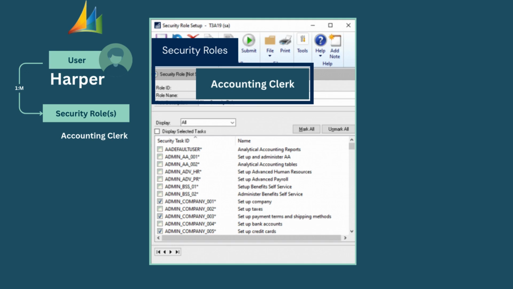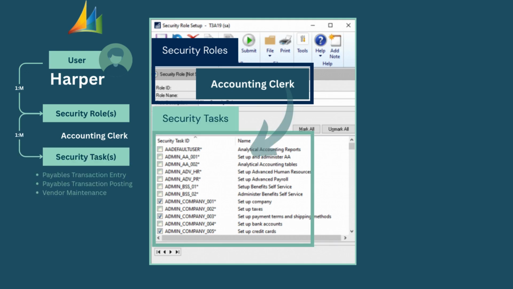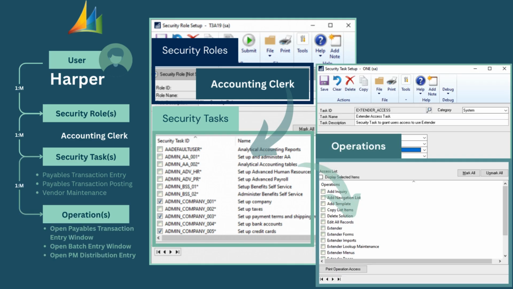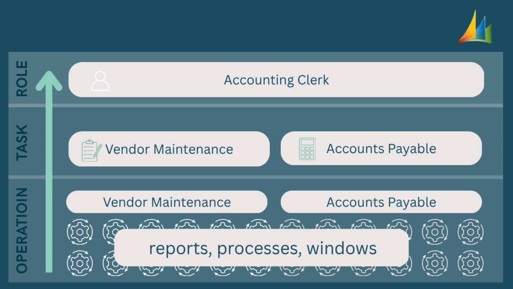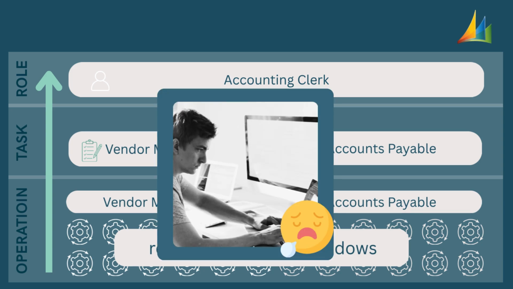Now that Harper's role is assigned, we can see which tasks make up that role. For example, payables transaction entry or payables transaction posting. And then within each one of those tasks are more granular operations. For example, open payables transaction entry window, open batch entry window. So you can see in GP, permissions are a collection of reports, processes, and windows that are rolled into roles. While it works, it's definitely not easy to troubleshoot, and customizing roles can be clunky.